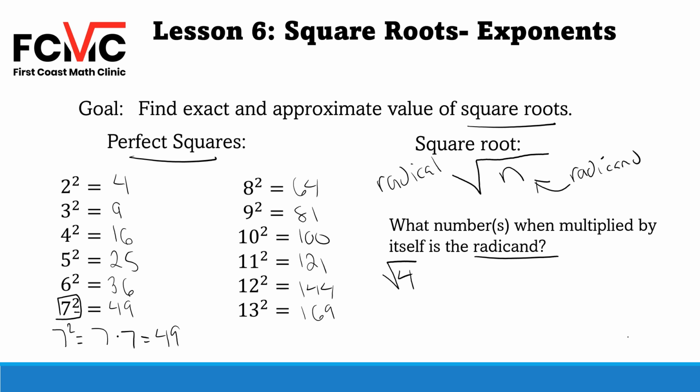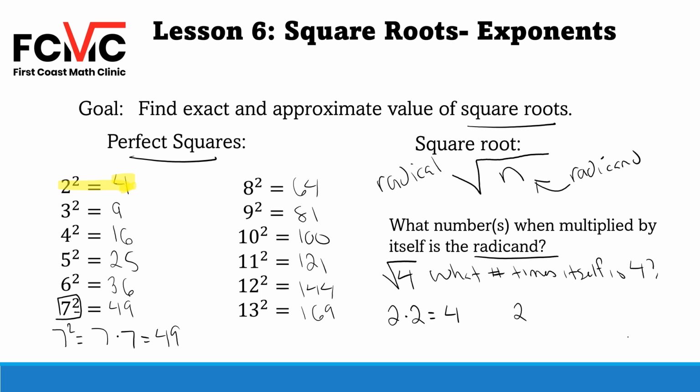We're saying, what number times itself is 4? So let's look at our perfect squares and work backwards. We've got our perfect square here of 4. What are we multiplying by itself to get 4? That's 2. We know 2 times 2 is going to give us 4. So one of our answers has to be 2.